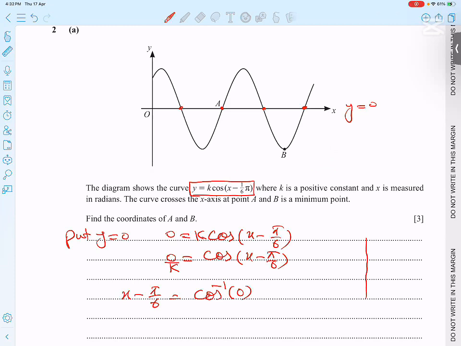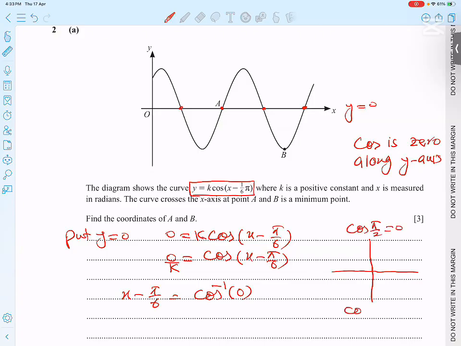But you must be aware of this concept. Your calculator will not give you the right answers where cos is 0. Cos is 0 along the y-axis. Don't forget this criteria. And the x-axis is a plus 0 along the x-axis. So when I talk about this, it is pi by 2. So cos pi by 2, you can check in calculator, gives you 0. So 3 pi by 2 is also 0.